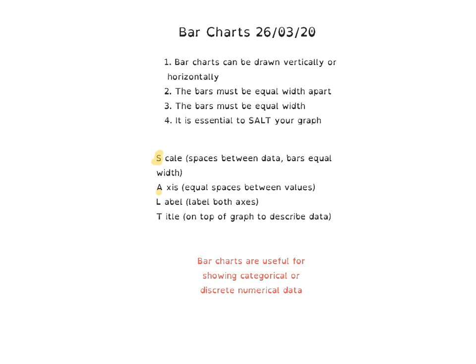Then the axis. So again, for a bar chart, we have a horizontal and a vertical axis, and we have to make sure that there's equal spaces between the values. Label. So did we label the axis? Do we know what the horizontal axis is showing us? This is just a way for us to understand the graph a bit better. And then a title on the top, and that just explains what the data is that we're showing.